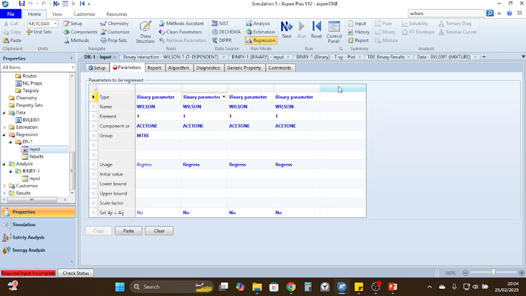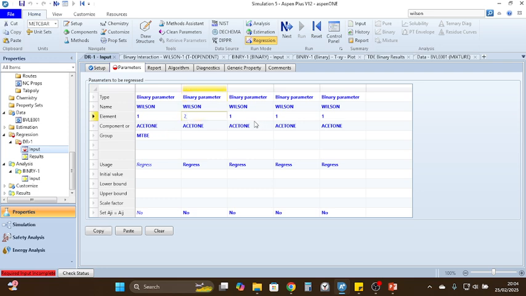One, two, three, four, and this is the 5th. Now this element interaction is going to change. So 2, 3, 4 and 5. So we have a total of 5 interaction parameters for acetone and MTB. You just need to fill this. This is for the Aij, Bij, Cij, Dij and Eij for the acetone MTB interaction.